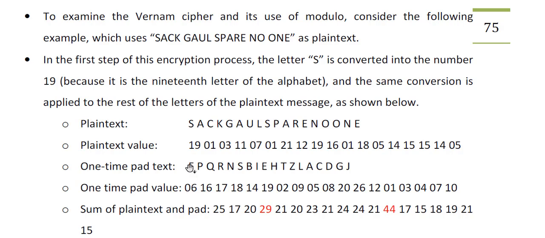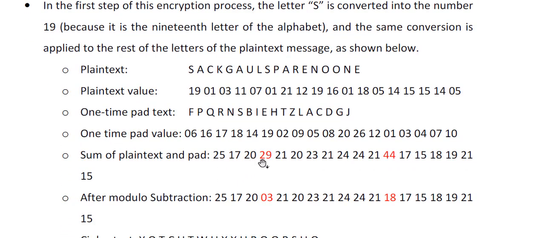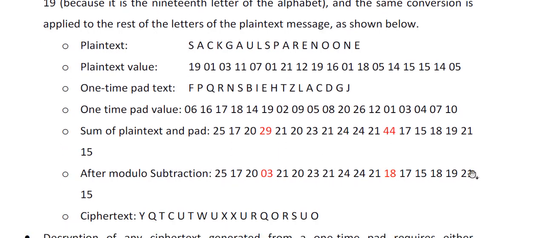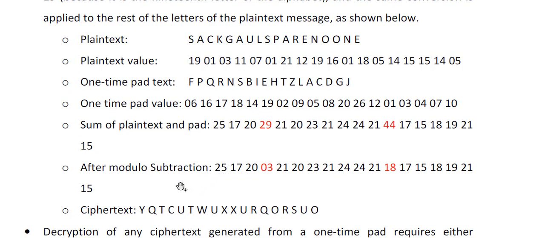from 1 to 26, and we do the addition: 19 plus 6 is 25, 1 plus 16 is 17, and so forth. Of course, if the value exceeds 26, we apply the modulo 26 in order to get a value smaller than 26. 29 modulo 26 is equal to 3, 44 modulo 26 is equal to 18, and so forth. And the last values are converted into ciphertext based on their position. The 25th letter is Y, the 17th letter is Q, and so forth. So this plain text is converted into the ciphertext.